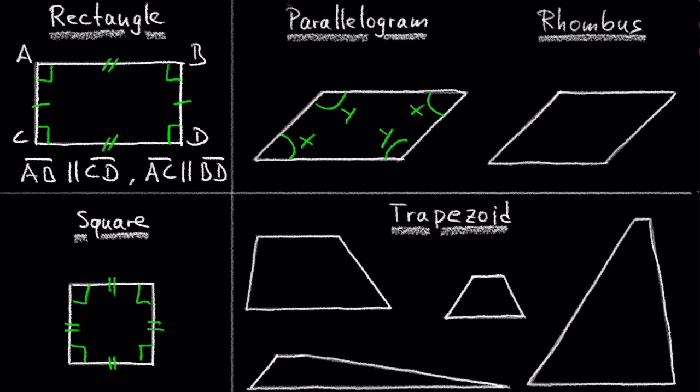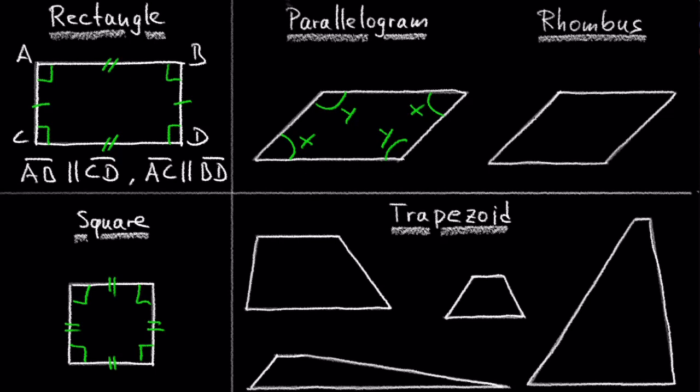What about a trapezoid? A trapezoid has one pair of parallel sides. The measure of the angles and the lengths of the sides are not dictated in the definition. So this is a trapezoid, or this, and so on.